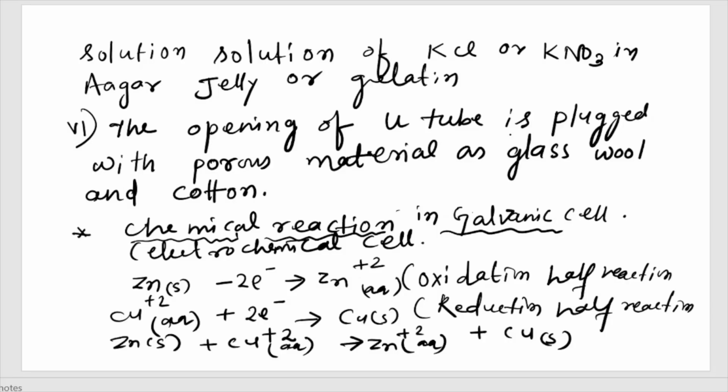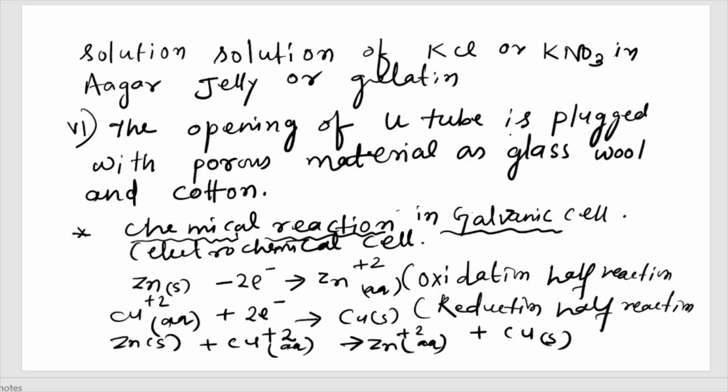Chemical reaction in galvanic cell. Now it is clear about the galvanic cell. How can you represent it as a diagram? How can you make a galvanic cell? It is clear. Then what are the chemical reactions? In a galvanic cell, one side is right, the other side is left. Here is zinc in zinc sulfate solution on the left side and copper in copper sulfate solution.